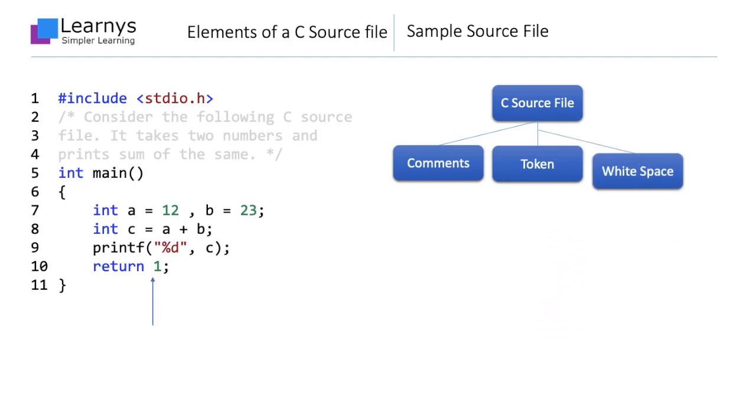Then comes the white space. White spaces are helpful in a C program to differentiate between different tokens. The arrow pointing in the C source file is a white space.